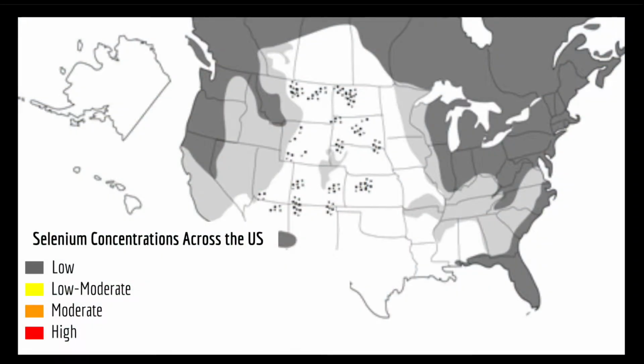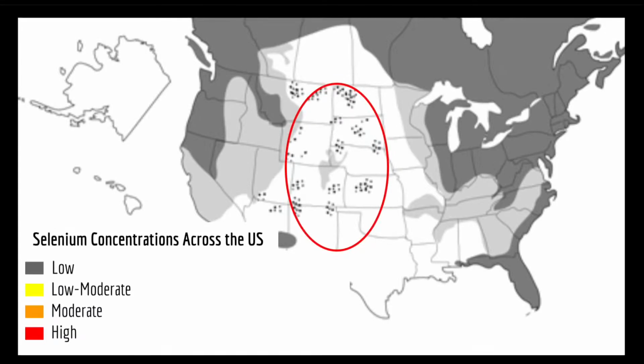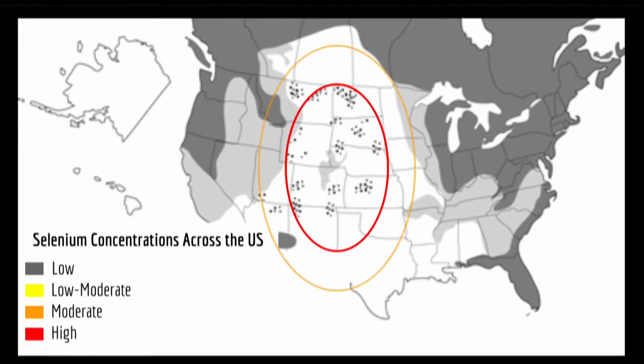Selenium concentrations vary globally, with heavy concentrations in irrigated agricultural lands of the Midwest United States, as selenium is more abundant in groundwater below agricultural lands than it is in surface water. This results in accumulation of selenium in soils.